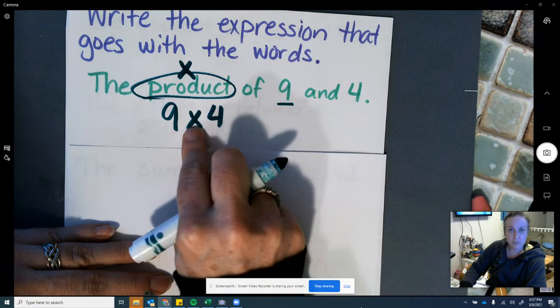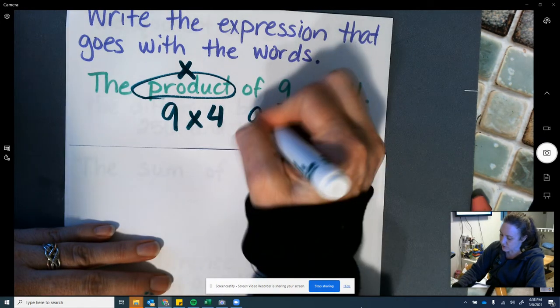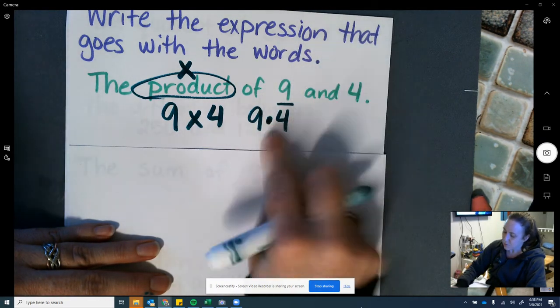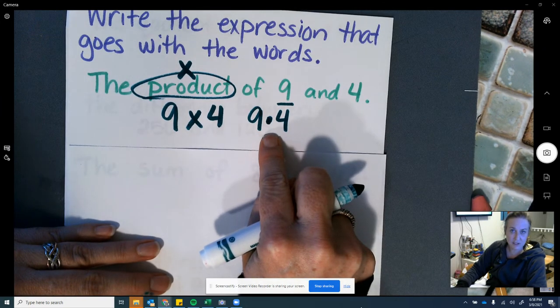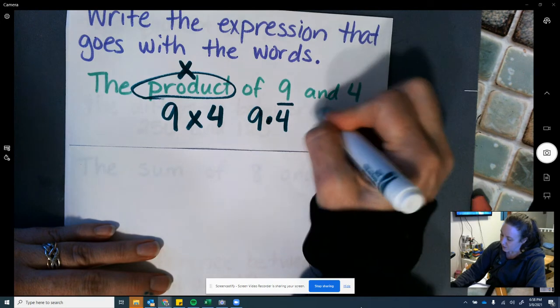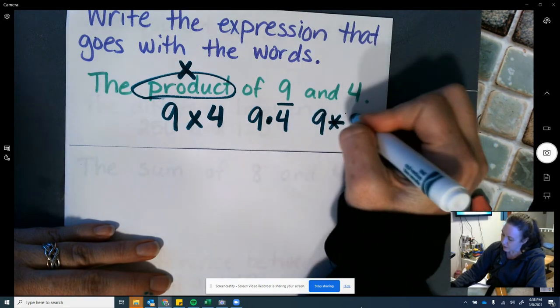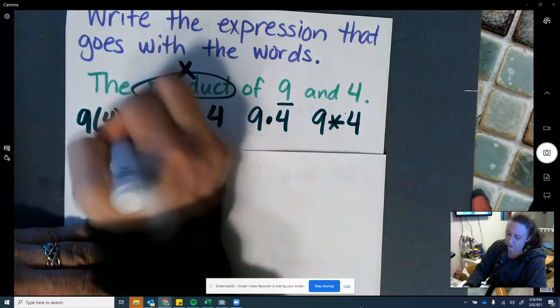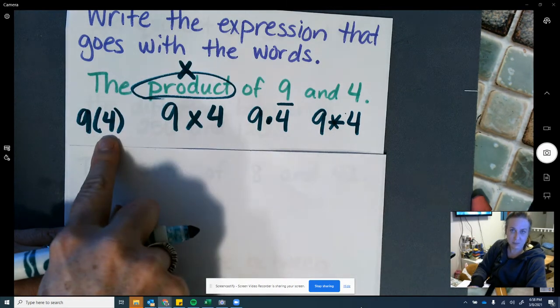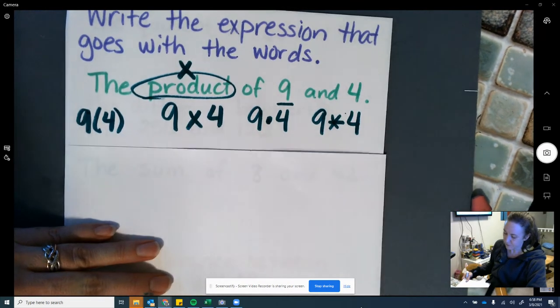Okay, remember that multiplication can look like this also. Make sure that dot is in the middle, not at the bottom, because otherwise it looks like a decimal. It could also be with a star, and then also in parentheses, 9 times 4 in parentheses. Okay.